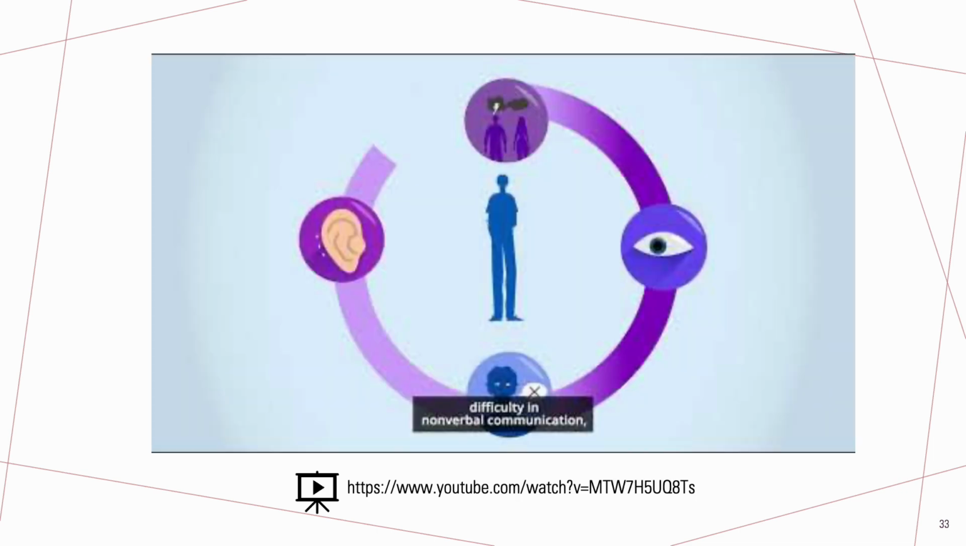I will let you watch this video on your own. It's a 1 to 2 minute video from the APA about what autism looks like in terms of the diagnostic criteria, and we will break down some of the specific components in the next couple of slides.